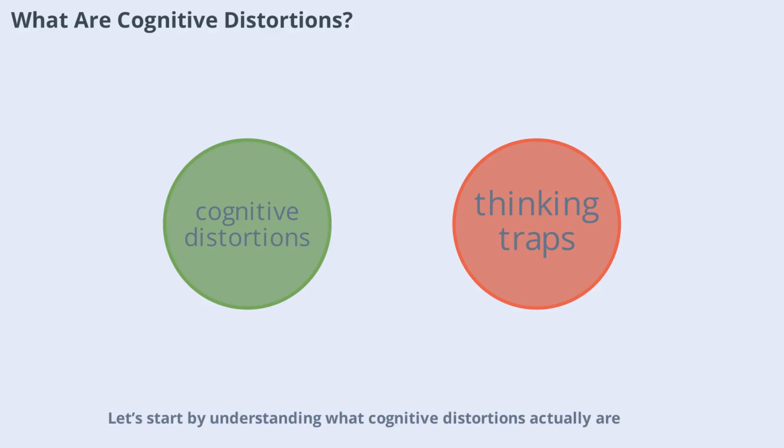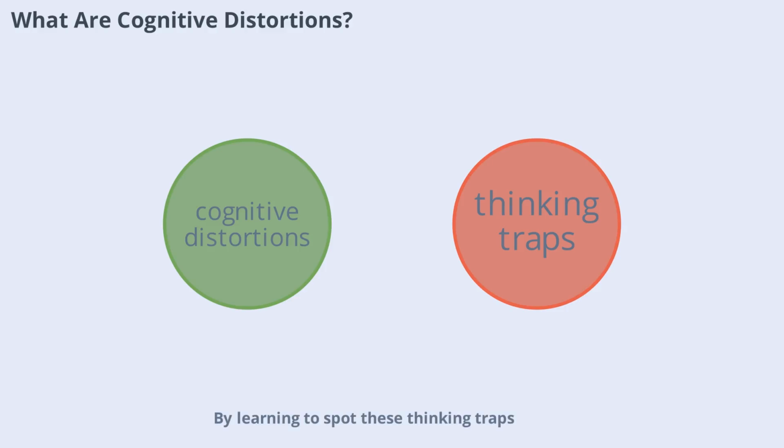Start by understanding what cognitive distortions actually are. Cognitive distortions are patterns of negative thinking that can twist our perception of reality. These are automatic thoughts that often go unnoticed but can have a big impact on our emotions and behaviors. Imagine wearing glasses that make everything look darker or more threatening than it really is. That's what cognitive distortions do to our minds.